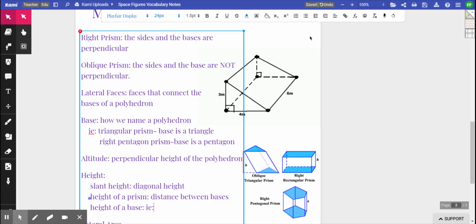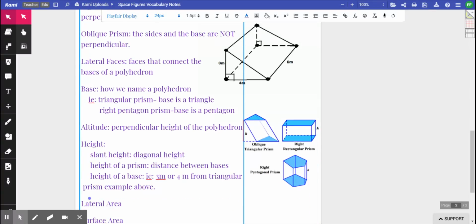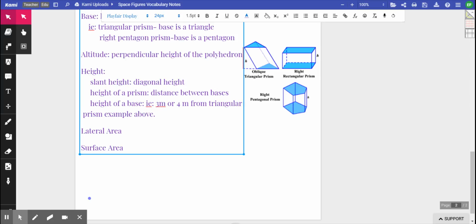So 3 meters or 4 meters from the triangular prism example above. So it totally depends on your shape. You have to look at what you have and see if you are able to identify the height in question. Last piece, this is what we're going to start working on next class: lateral area versus surface area.